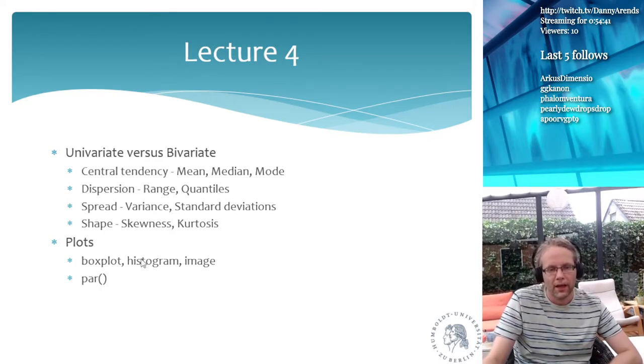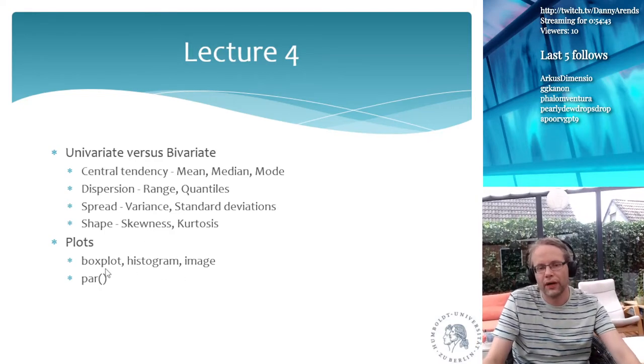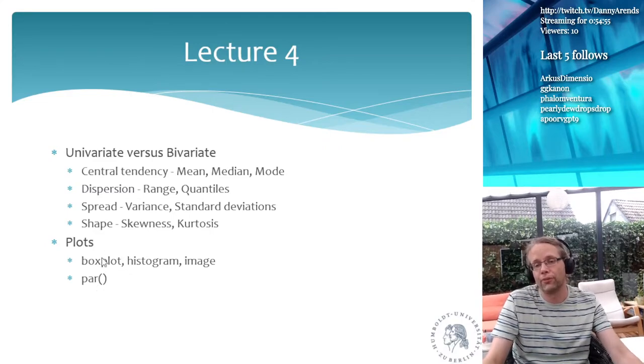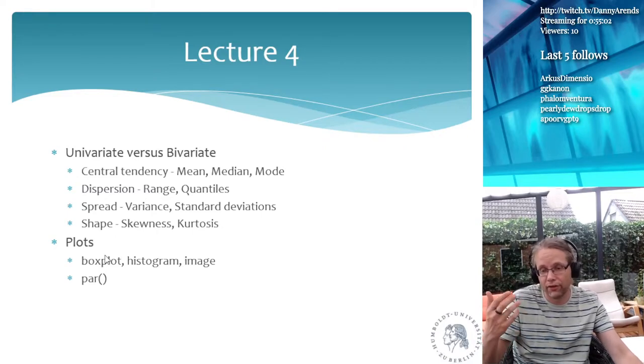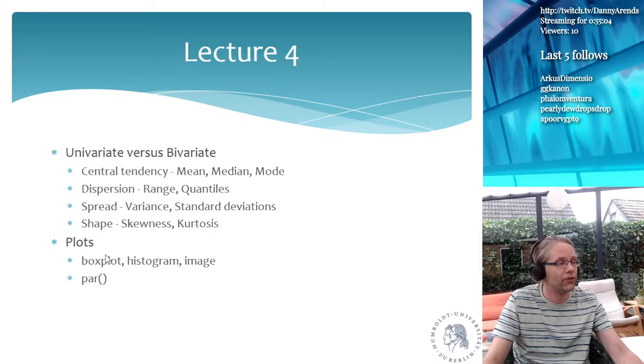We also talked about plots here. So how you can do a box plot, a histogram, or an image if you want to have a 2D plot, like a heat map kind of plot. And here also we talked about the par function. So par allows you to set all kinds of plotting options, like the margin, the text, the font size, and the font family, and these kinds of things.